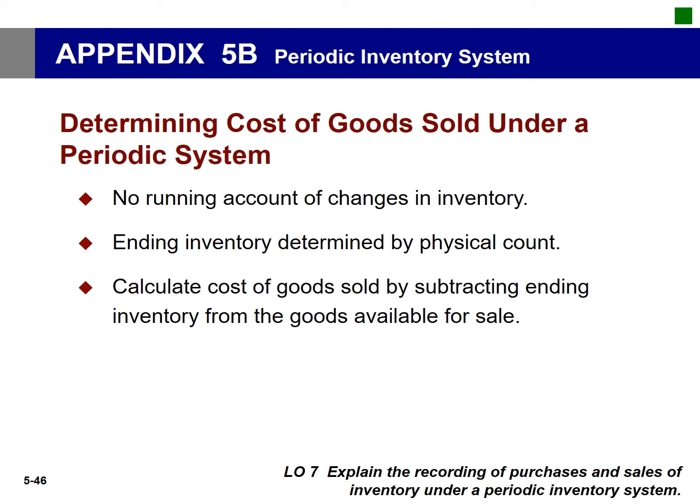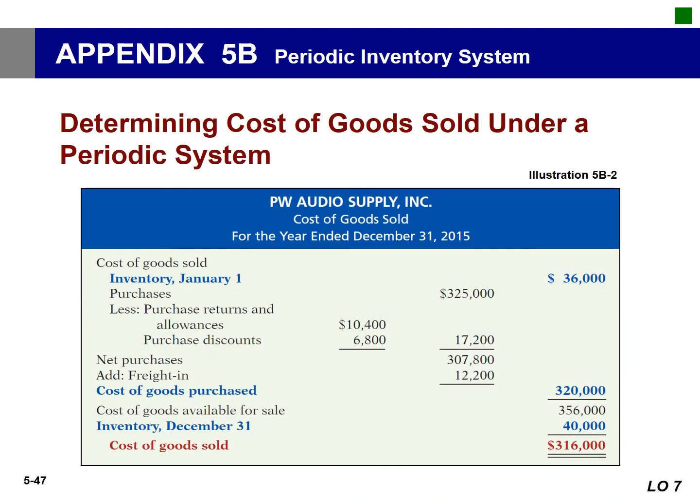Okay, remember, a periodic inventory system does not keep track of its inventory in detail. It's going to count its inventory at the end of the year and calculate cost of goods sold on the income statement. And this is how that's going to look under a periodic system. We'll talk about these accounts specifically here in a moment when we look at the journal entries, but this is the calculation of cost of goods sold.